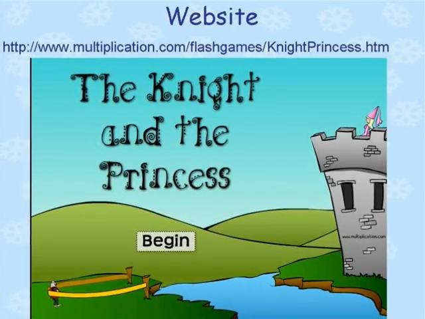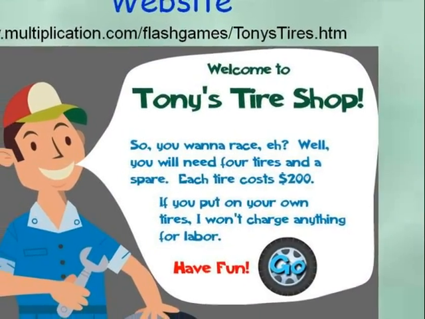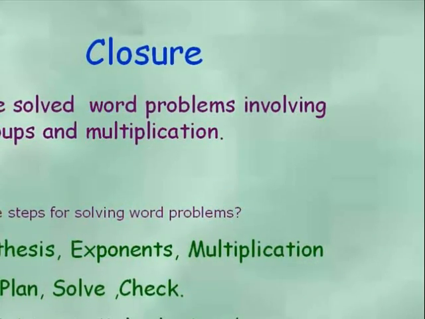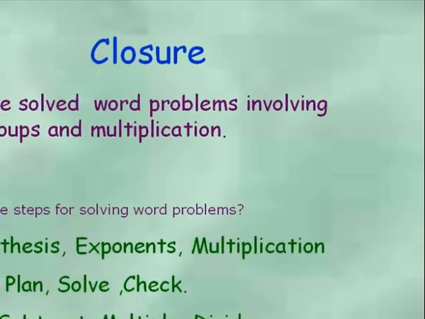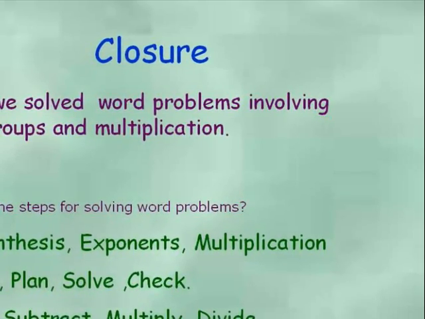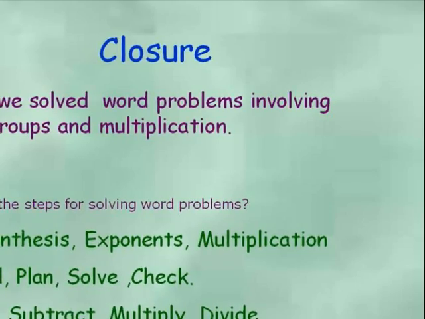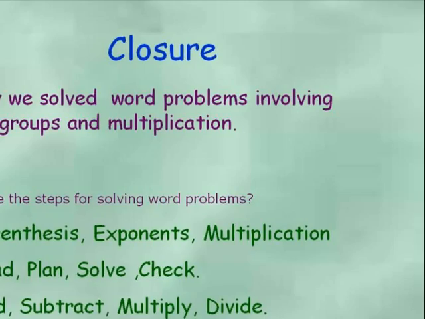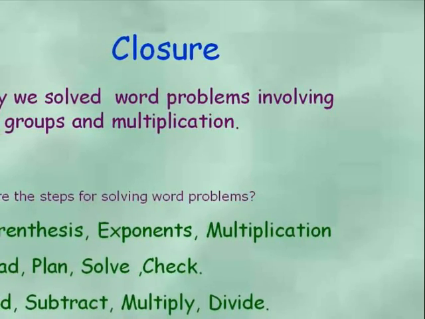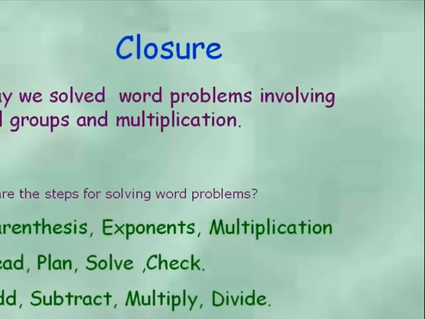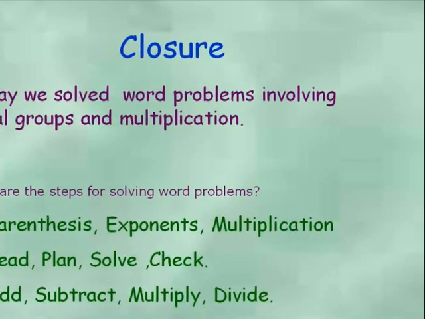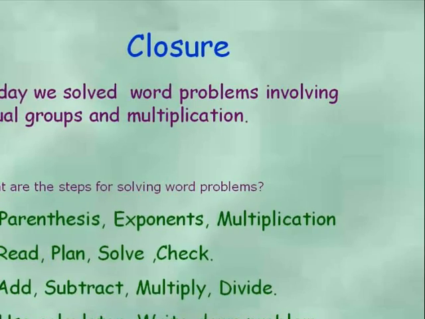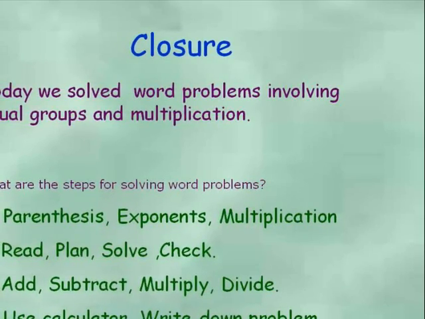So one of the things my students can do, I'm going to show you another one here. Tony's Tire Shop is a really cute one. They all like that. The GROR model asks you to always have things brought to a point where students are seeing that they are having closure on their learning of the day. And on the virtual classroom, we actually have a slide that's called closure, as you see here. And I always restate for them, today we solved word problems involving equal groups of multiplication. What are the steps for solving word problems? And they usually send me a note.